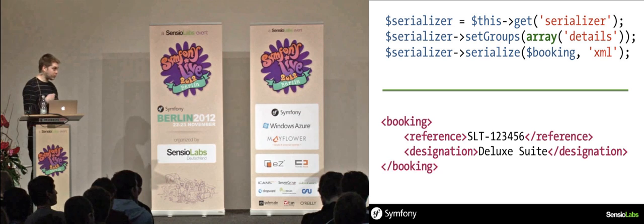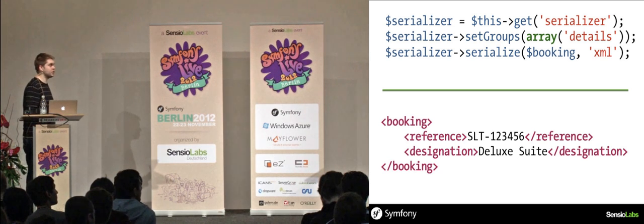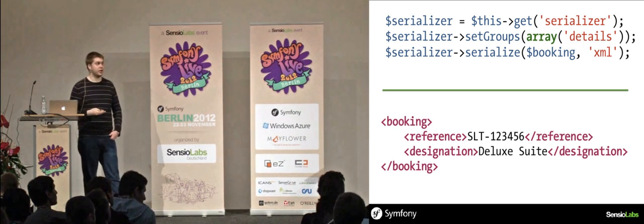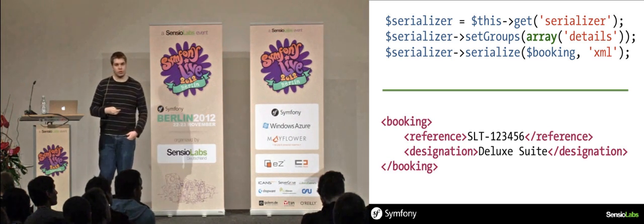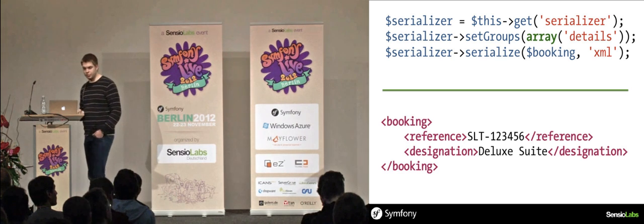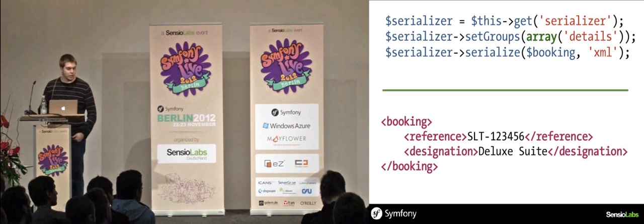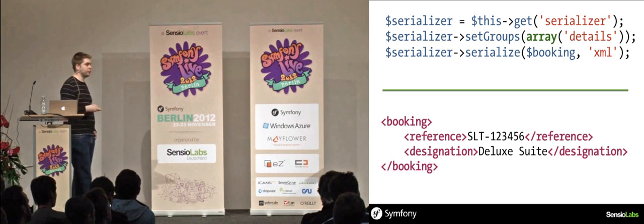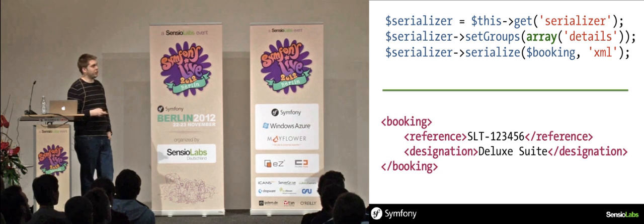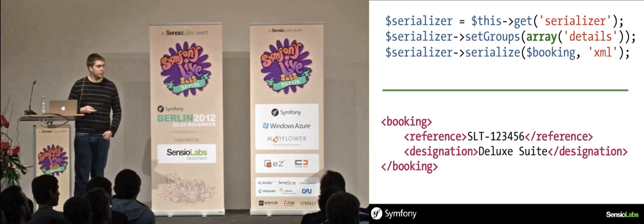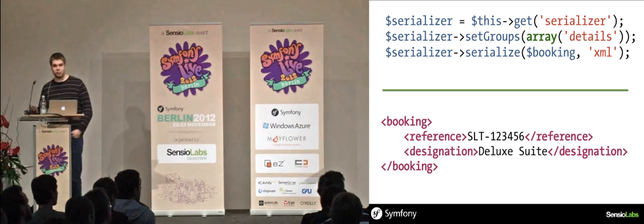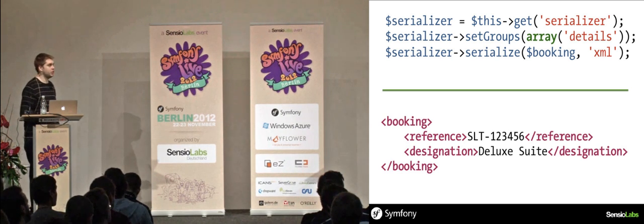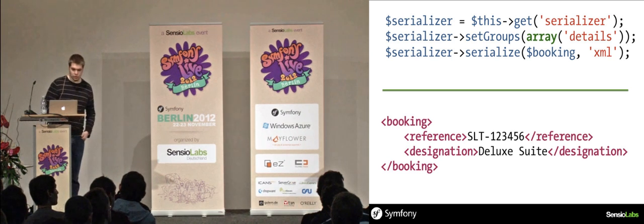So when you serialize your objects, you can specify the setGroups method. You call the setGroups method on your serializer object, and you list the groups for which you want to serialize your data. And in this case, I want to serialize my object for the details group in XML or JSON or whatever. So we don't have the ID because the ID is only for the list, but we have the reference because the reference is in both details and list groups. And we have the designation, which is in the details group.